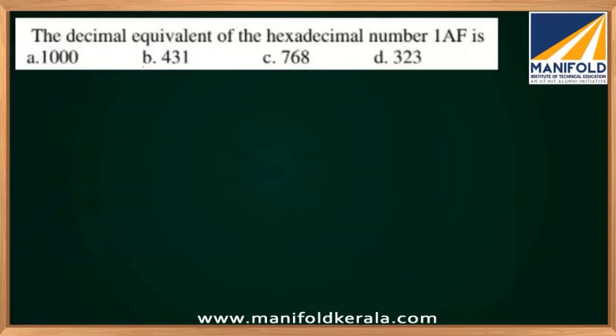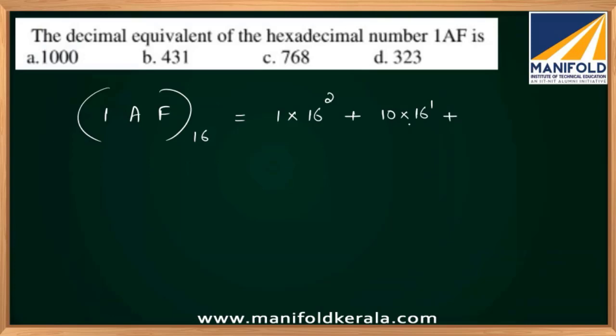Now let's move on to this one, another question asked in the exam. The decimal equivalent of the hexadecimal number 1AF. Can you please answer this first? So basically you want to convert it into decimal, right? How will you convert this? It is 1 into 16 squared plus A into 16 raised to 1, where the value of A is 10, plus F into 16 raised to 0, where the value of F is 15. Finally you get 256 plus 160 plus 15. What is the answer?